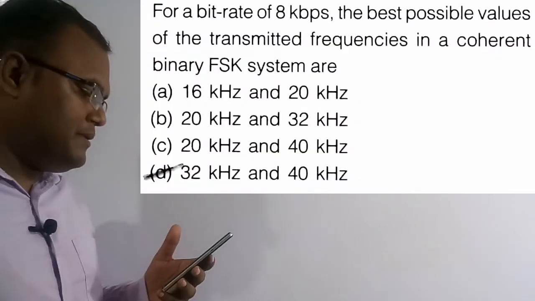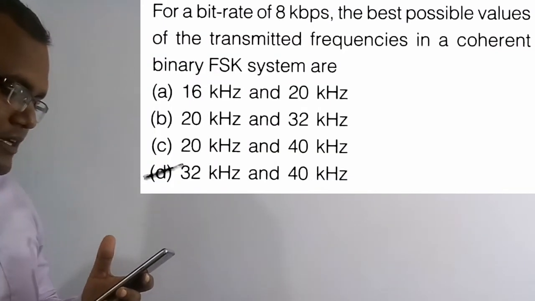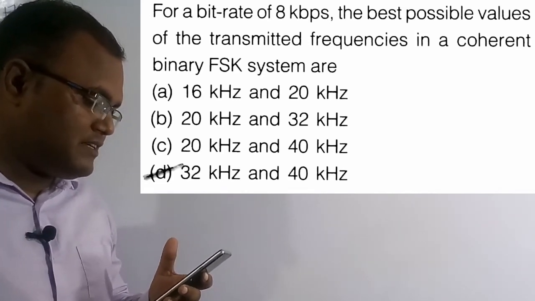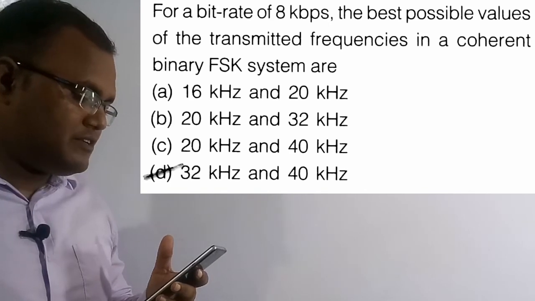So this is the last question of this lecture. See the question here. For a bit rate of 8 kbps, the best possible values of the transmitted frequencies in a coherent binary FSK system are.